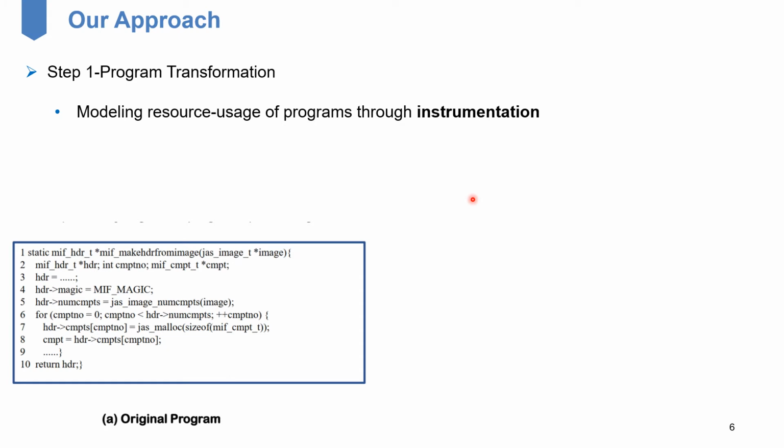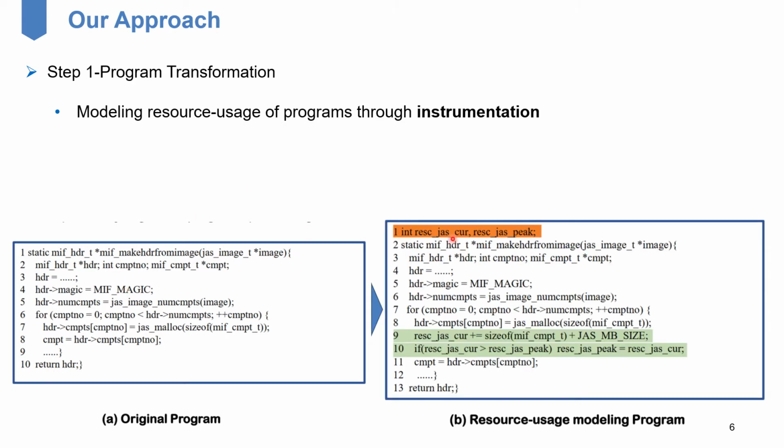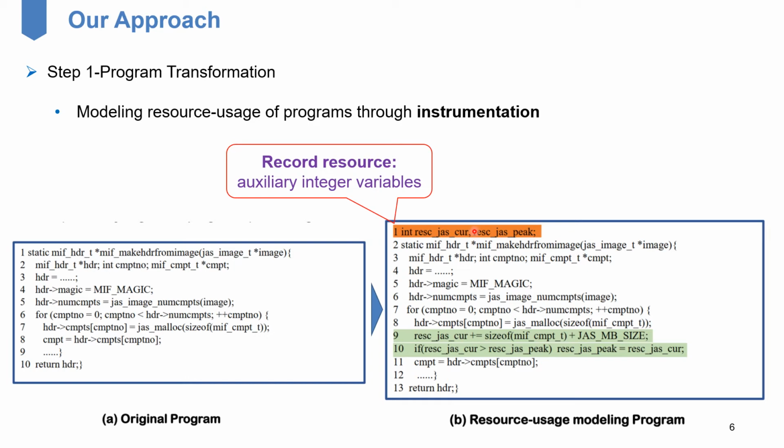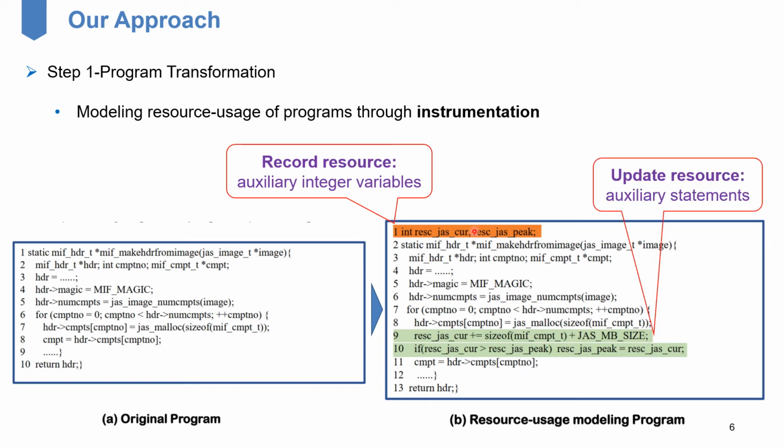Step 1, program transformation, helps to derive resource usage modeling programs. We first introduce auxiliary integer variables to model the resource usage. In our example, for resource JAS, we use resource JAS current and resource JAS peak to respectively check the current amount and the historical peak amount of its usage. Secondly, we instrument auxiliary statements that update the value of resource usage modeling variables according to the semantics of that function. In our example, these statements are line 9 and line 10, which we color green.